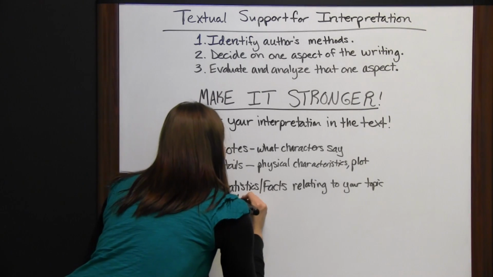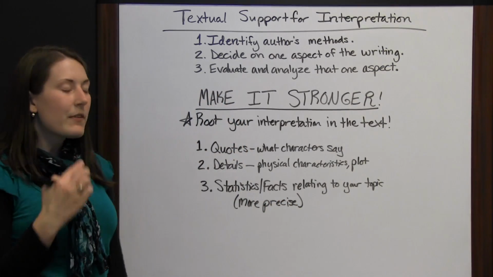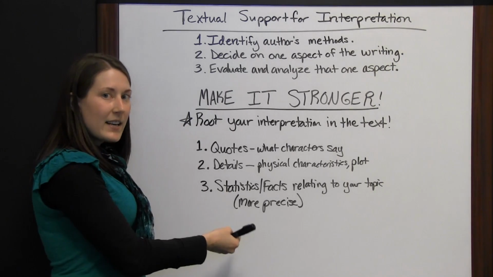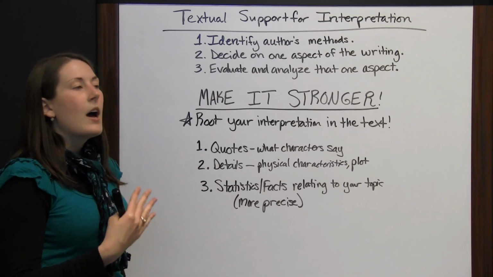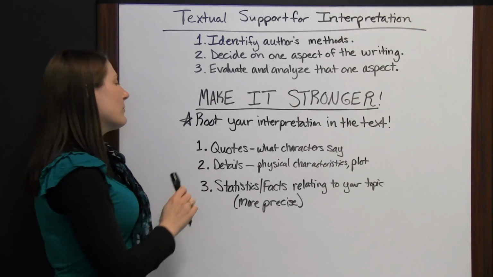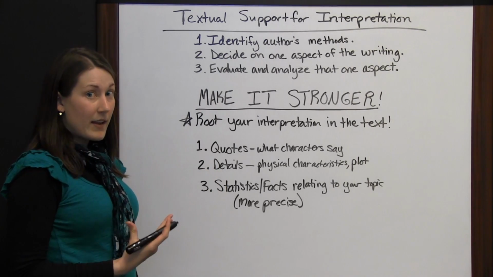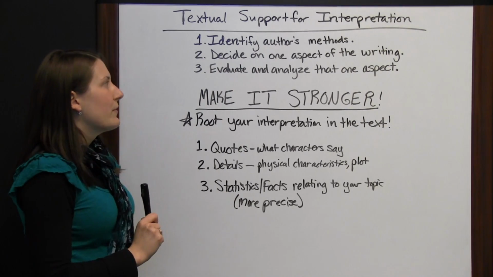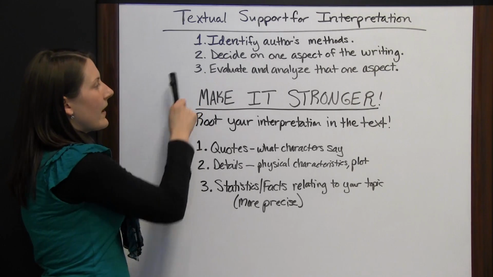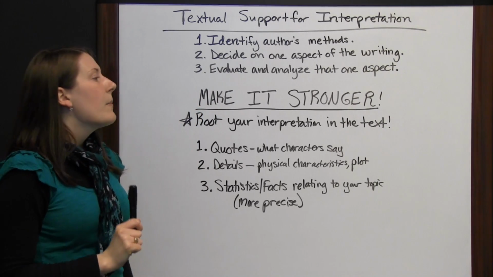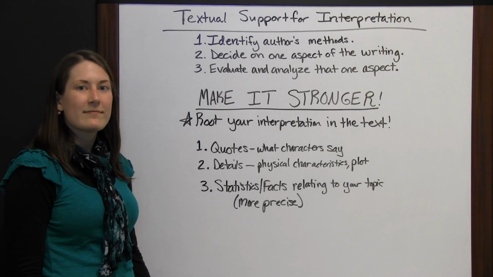And it's going to help because it makes things more precise. It shows you did your research. It shows you aren't just making things up from your head. You are actually going out and finding this information somewhere. The same way that you giving your opinion of a character or of the theme of a work is based on the quotes that you find or details that you find in the writing. So whenever you are giving an interpretive essay, you want to find textual support for that interpretation. Identifying the author's methods, finding one aspect to focus on, and evaluating and analyzing that is all important, but to make it even stronger, you want to root your interpretation in the text.